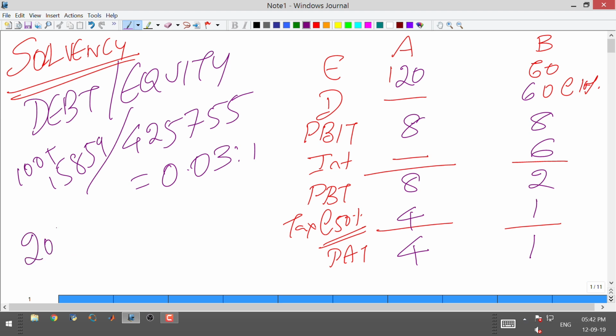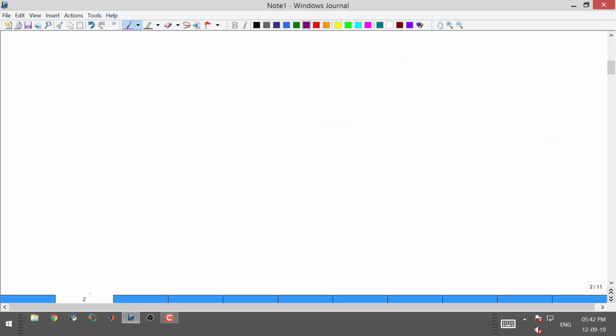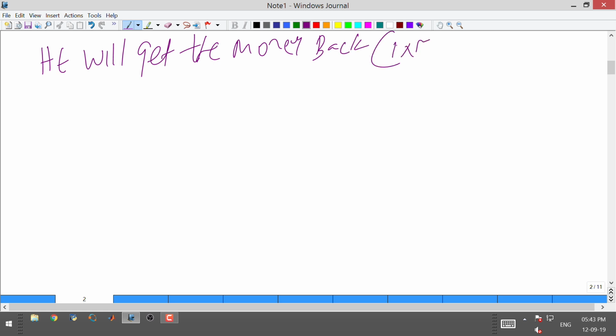And if you do the 2016 figures also, it is not going to be very different, because the debt as such in the company is quite low. The next aspect is solvency. When we look at it, what is a debt provider interested in? A debt provider is basically interested in one, what is the debt equity ratio, and second, whether he will get the money back, at least the interest.